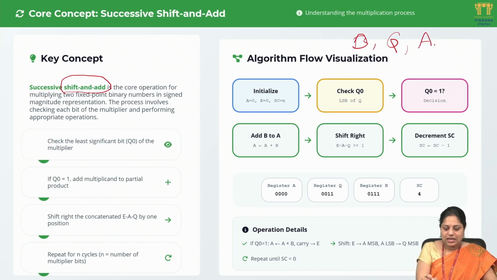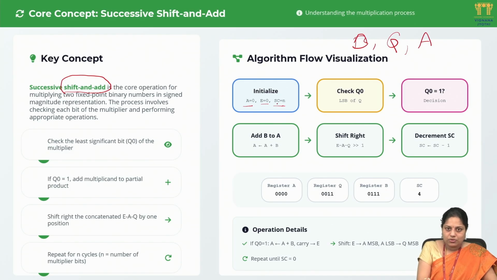Here we can see that A is equal to 0. This register is used to store the final product after completion of the multiplication algorithm, so we are initializing it to 0. Next, coming to E: E is a flag which is used to store the carry bit after completion of the intermediate addition during the multiplication. Initially we make E 0. And next you can see SC. SC is also a flag, which we call the sequence counter.